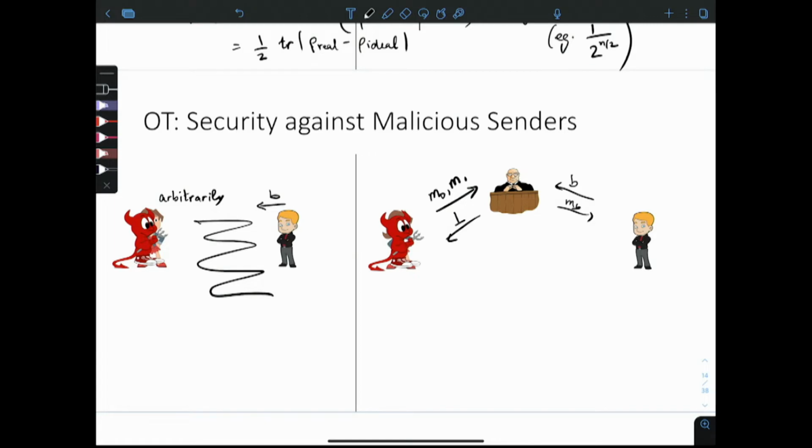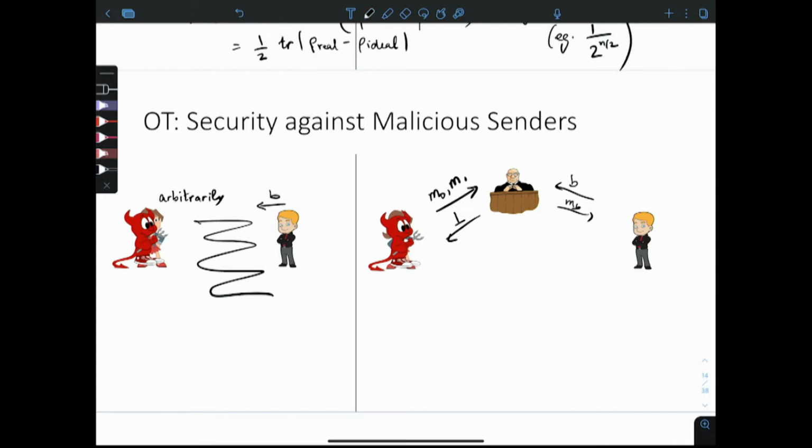Actually, for technical reasons, it's not just the state of Alice on the left that we want to be indistinguishable from her state on the right game. We actually also want the joint distribution of Alice's state together with the output that Bob obtains, which in this case is M sub B, to be indistinguishable.